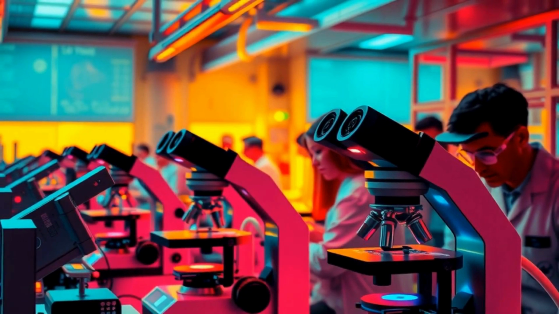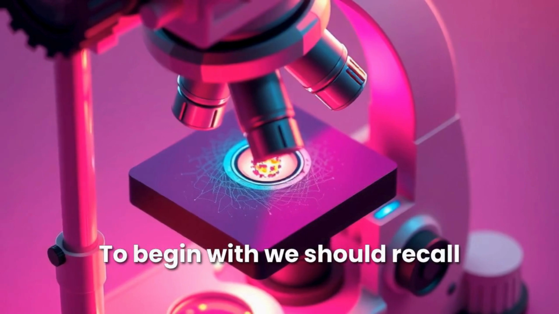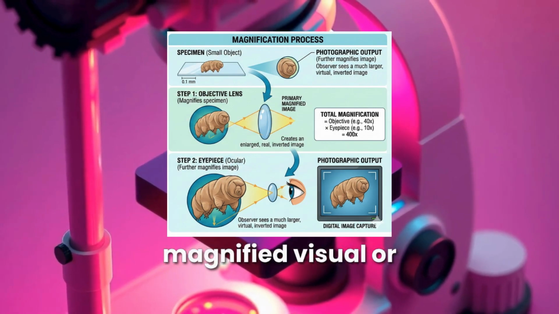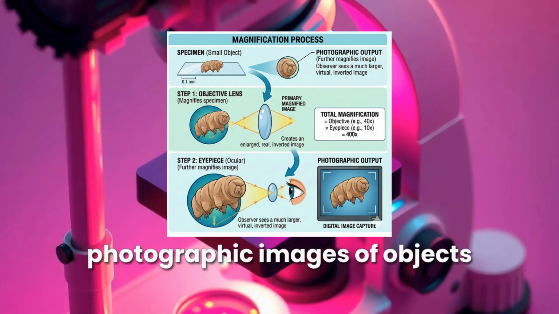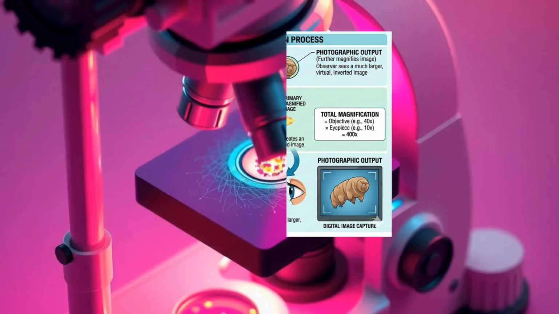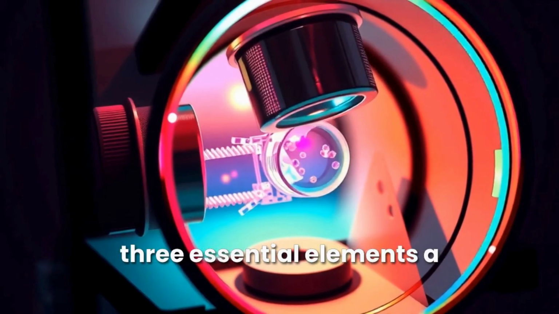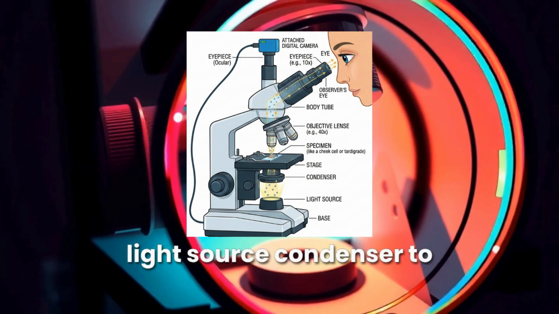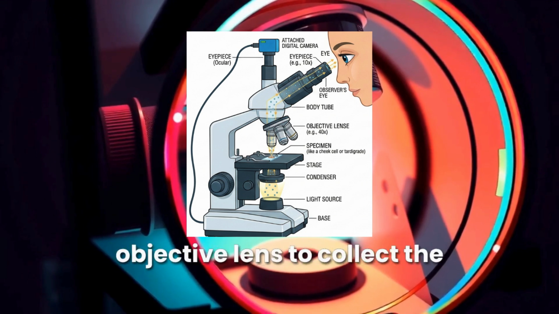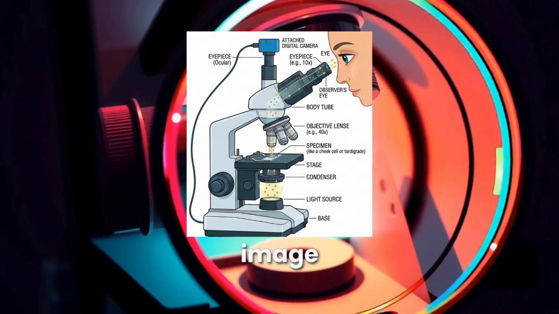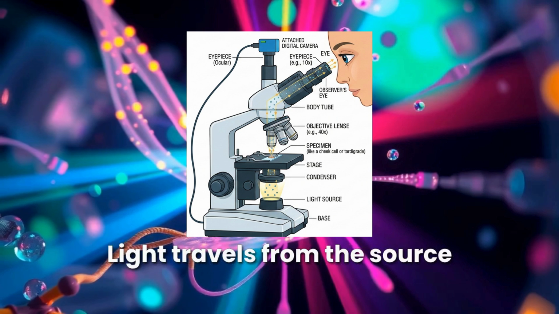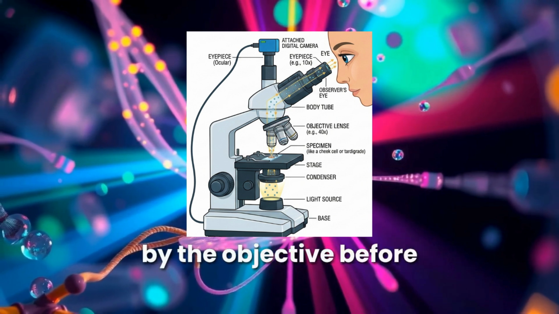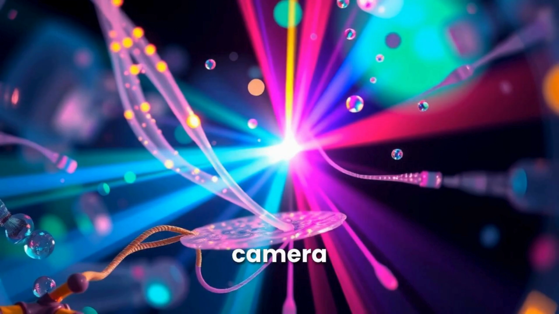Let us understand how these special microscopes work and why they are so important in biological and medical research. To begin with, we should recall the basic function of a microscope. It produces magnified visual or photographic images of objects too small to see. A basic light microscope has three essential elements: a light source, a condenser to focus illumination, and an objective lens to collect the image. Light travels from the source, passes through the specimen, and is collected and magnified by the objective before reaching the eyepiece or camera.